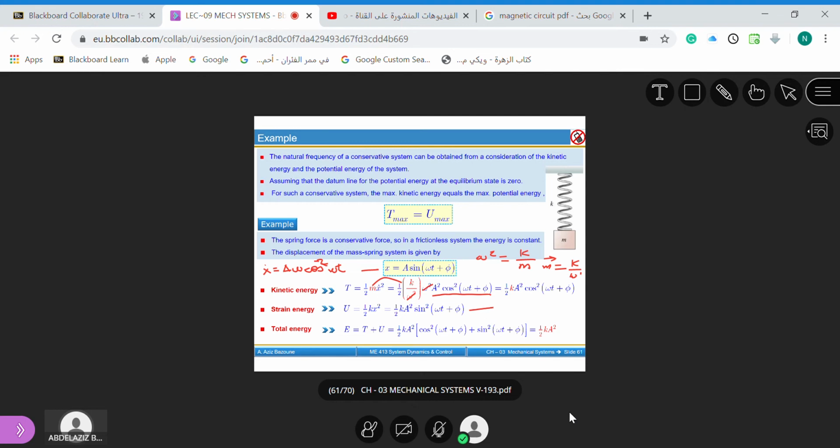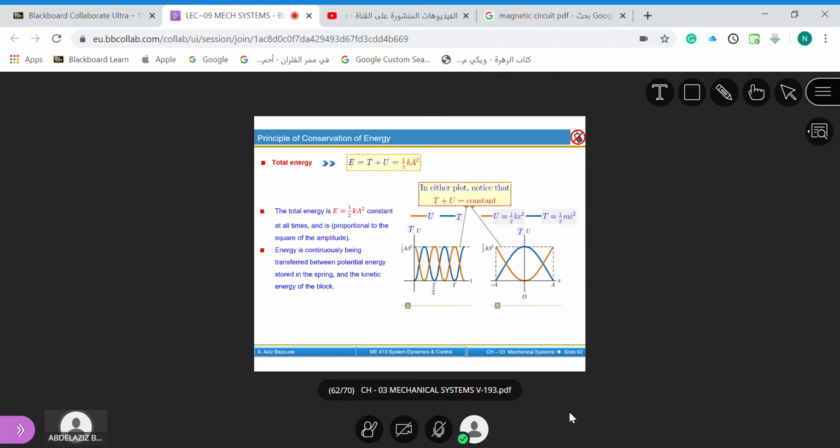And then if you add T plus U, you will have this term plus this term. You take half k A squared common here and here, and you have cosine squared (omega t plus phi) plus sine squared (omega t plus phi). This term is always equal to 1. So the total energy of the system will be half k A squared, meaning it depends on the stiffness and the amplitude of vibration. And this is the total energy of the spring, which is this one here: E is equal to T plus U is equal to half k A squared.